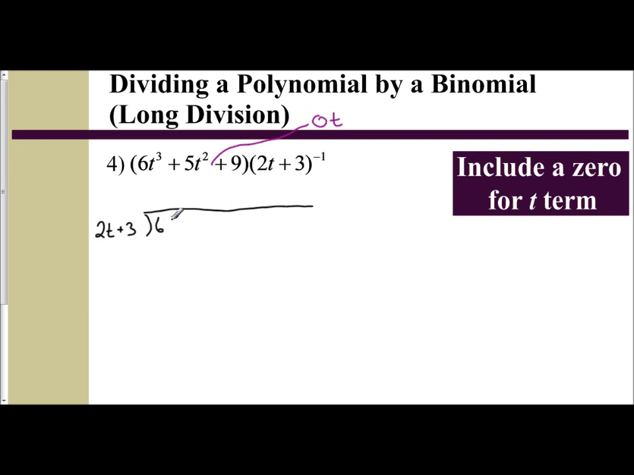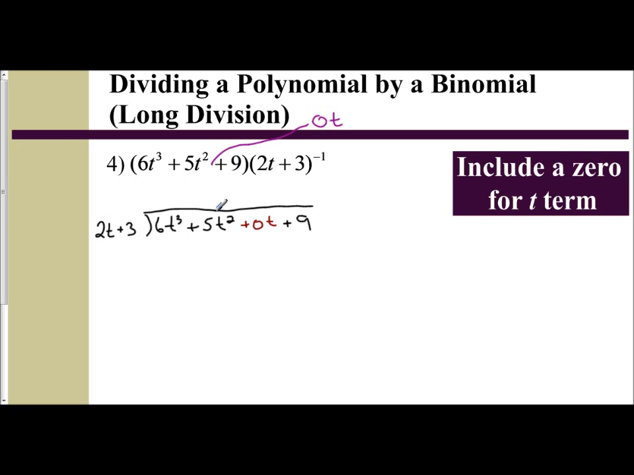my 6t cubed plus 5t squared. Insert your t terms, 0t, plus 9. Now let's perform long division.